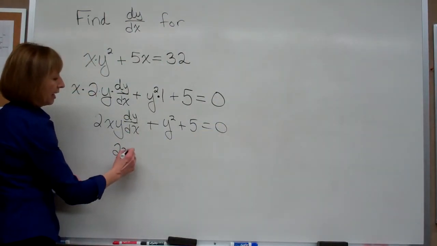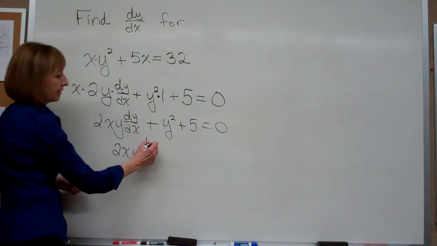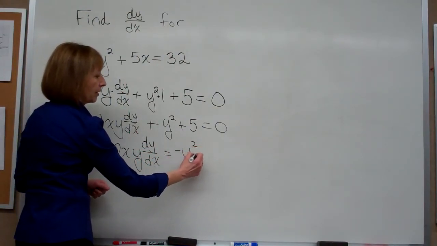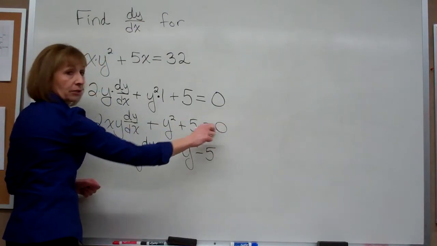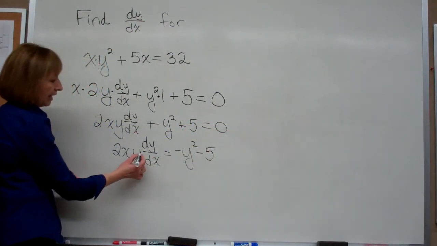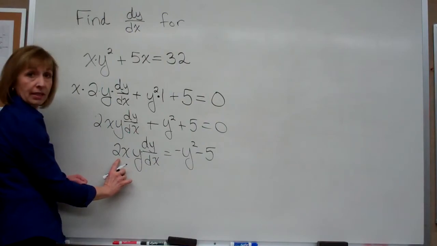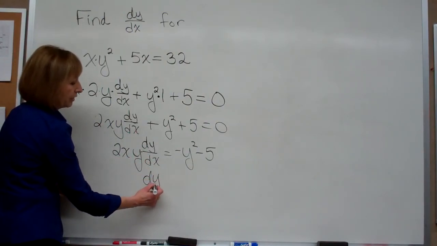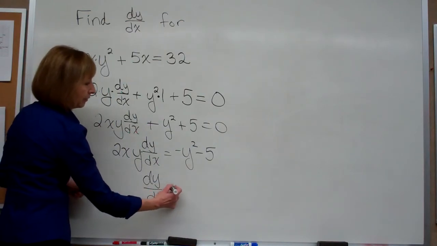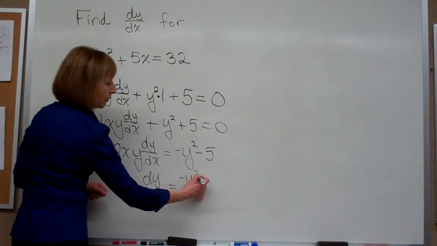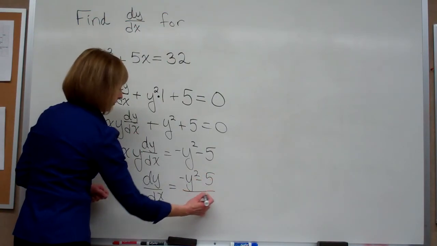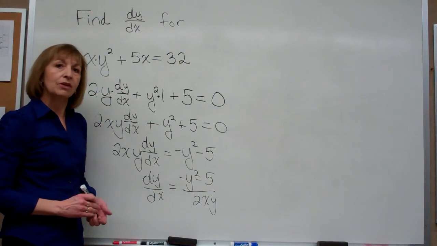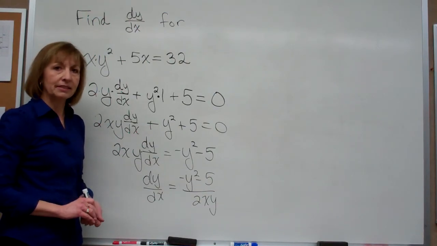So I have 2xy dy/dx is equal to negative y squared minus 5, subtracting the y squared and subtracting the 5. And then now I just need to divide both sides by the 2xy to get the dy/dx on a side by itself. So dy/dx is equal to negative y squared minus 5 all over 2xy. So there you have an example using implicit differentiation.